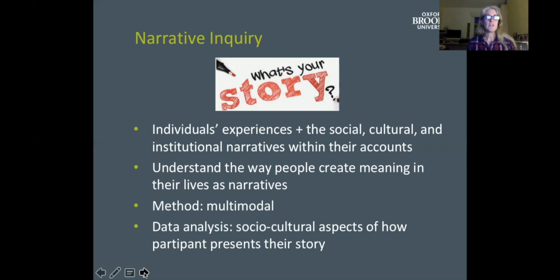Narrative inquiry can use many methods, so interviews always, but also art, such as painting, collage or photography, as a prompt or part of the narrative, part of the description, part of the story that the person is telling. The data analysis looks for narratives and discourses. What do the accounts or images say about the socio-cultural aspects of how participants present their story?